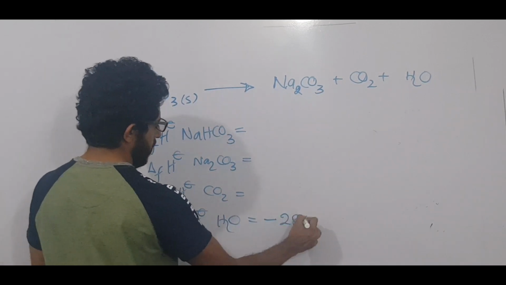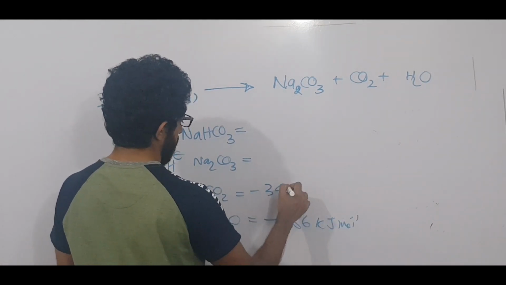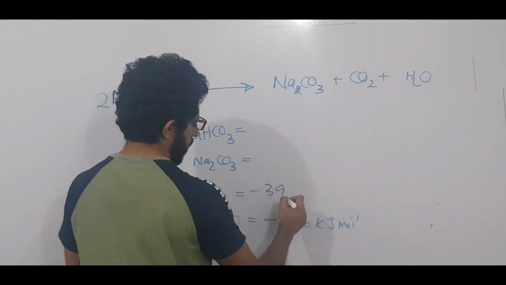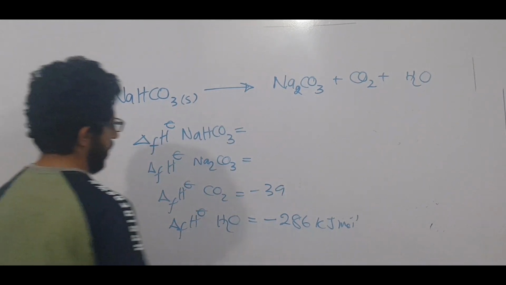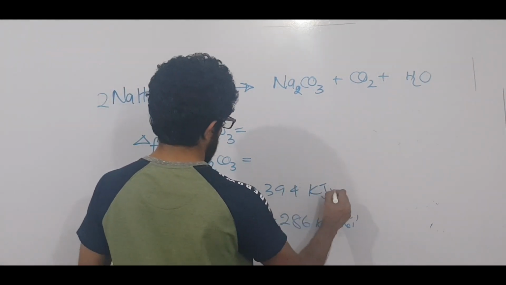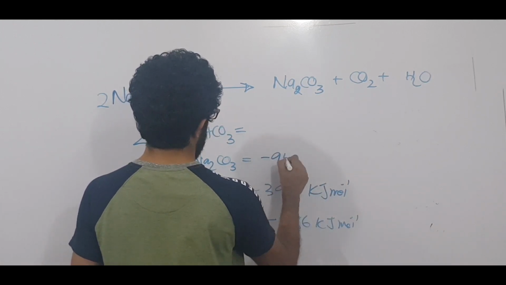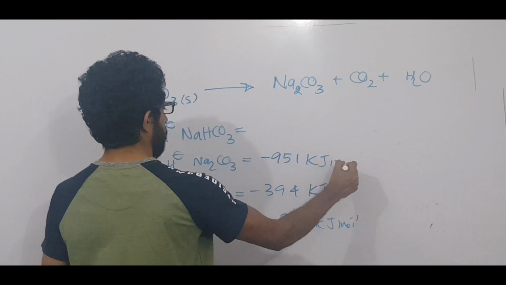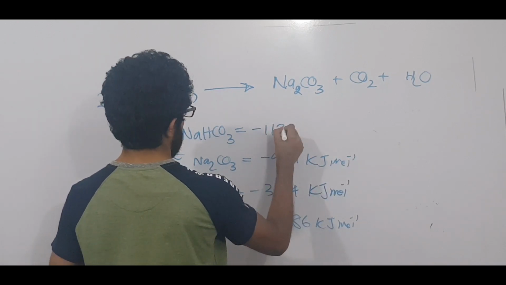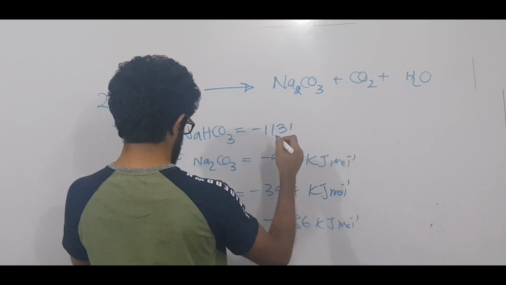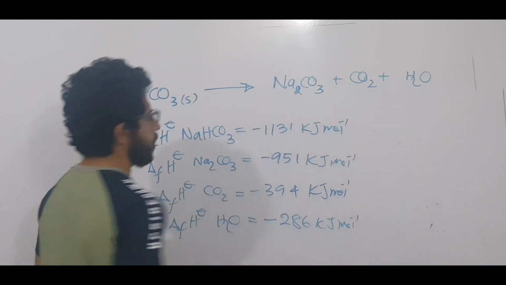This is minus 286 kilojoule per mole. Carbon dioxide is minus 394 kilojoule per mole. Sodium carbonate is minus 951 kilojoule per mole, and sodium hydrogen carbonate is minus 1131 kilojoule per mole. Right, so these are the enthalpy changes you are given.